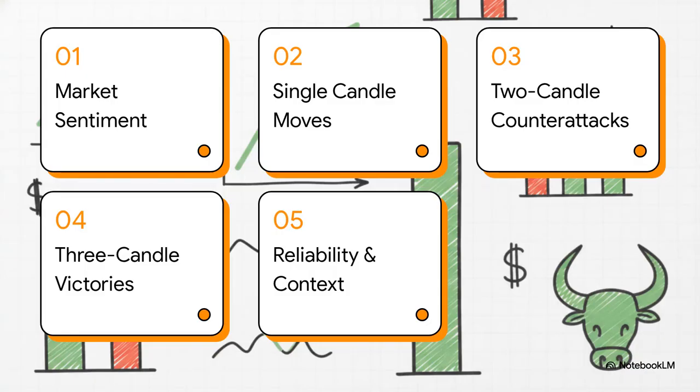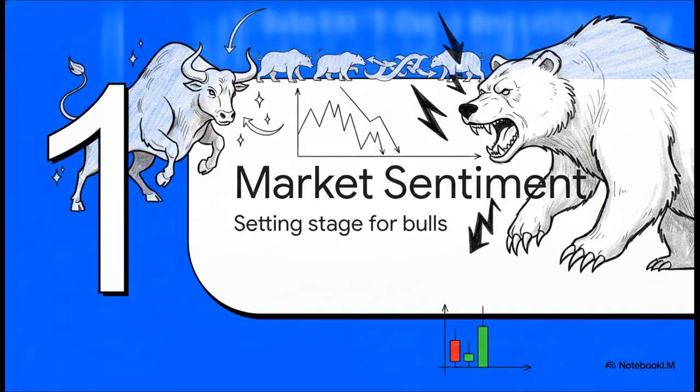Okay, here's our roadmap for today's explainer. We're going to cover the battle for market sentiment, single candle power moves, 2-candle counterattacks, 3-candle victories, and finally, reliability, context, and data. All right, part 1, the battle for market sentiment, setting the stage for the bulls.